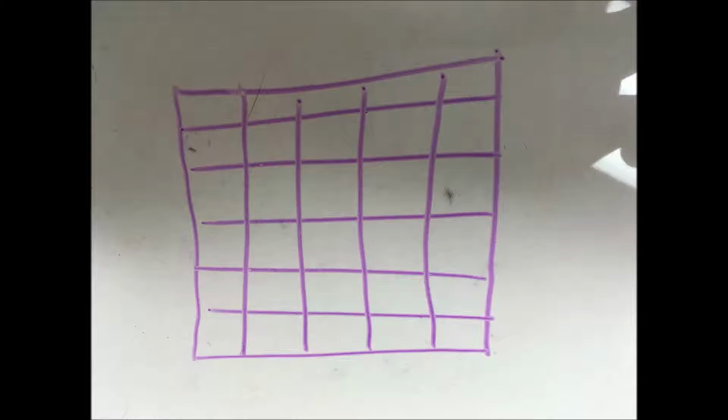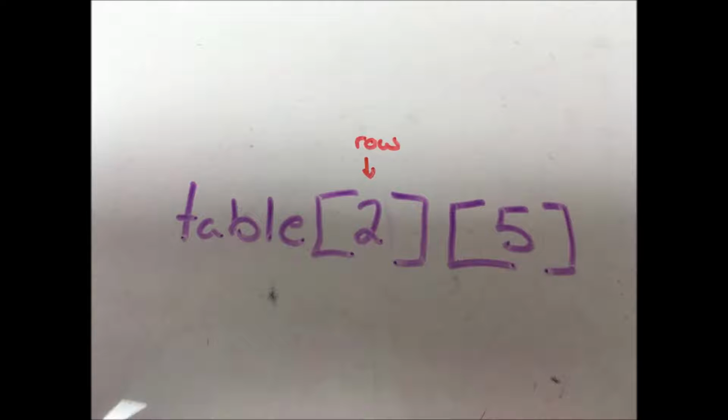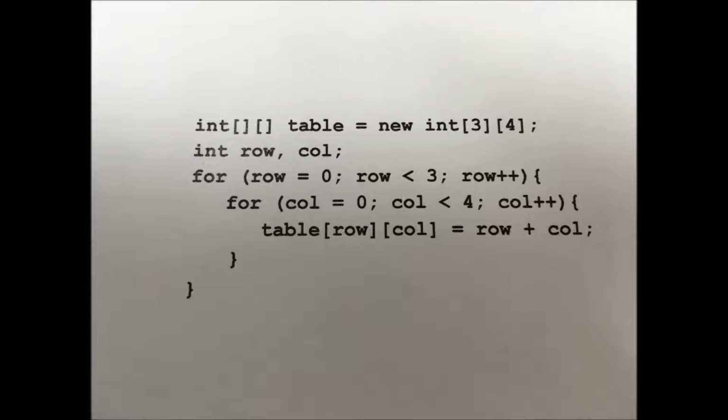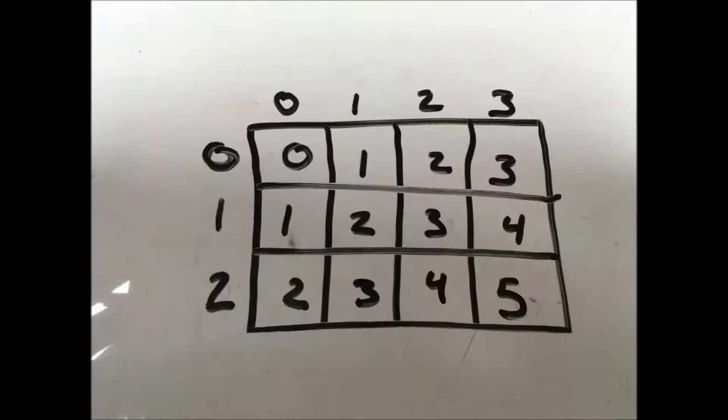This allows for the creation of a table-like data structure with a row and column format. The first subscript is a row index in a table, while the second subscript is a column index in the table. Here is example code, including a diagram of the array table.